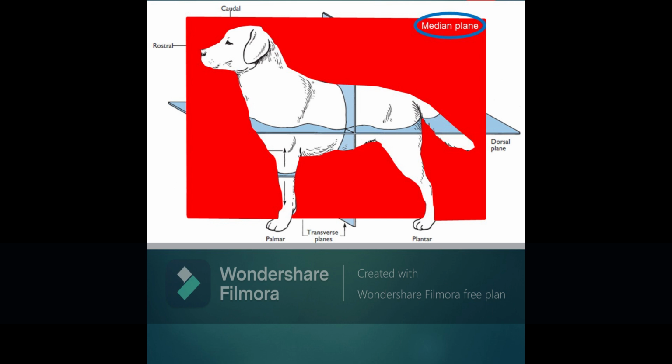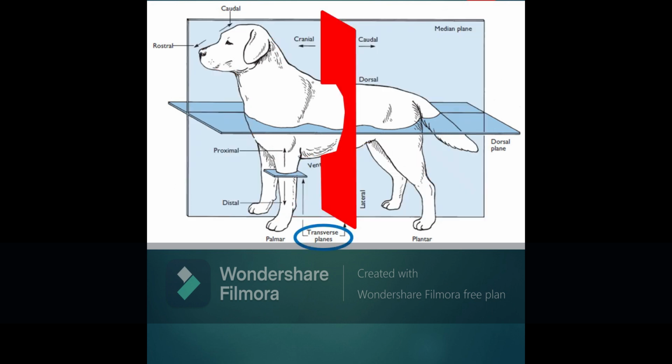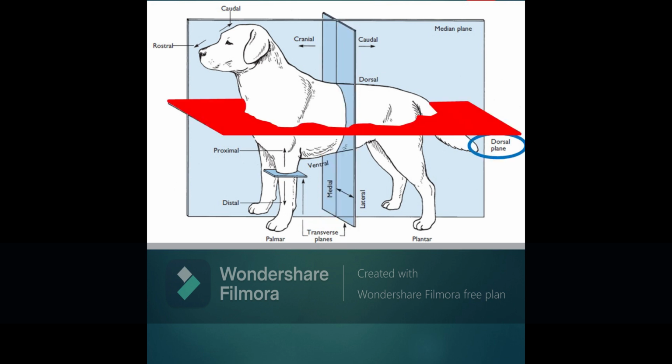Second is the sagittal plane that runs the length of the body parallel to the median plane. Third is the transverse plane, which is the plane across the body that divides it into cranial or head end and caudal or tail end parts. Then fourth is the dorsal or horizontal plane that runs the body at right angles to the sagittal and transverse planes.